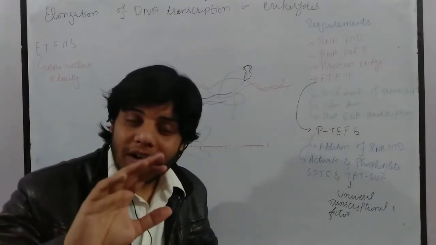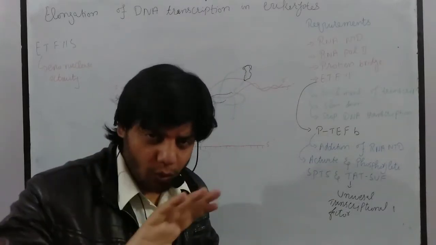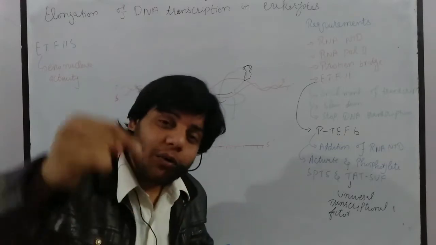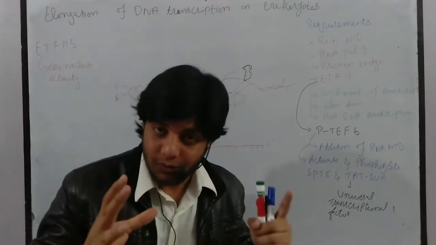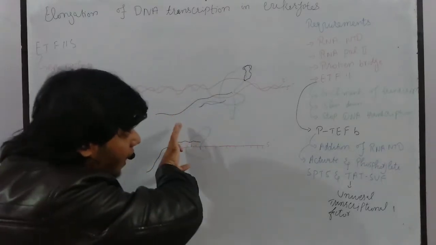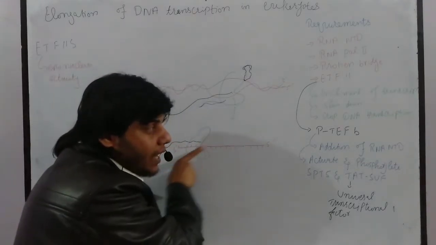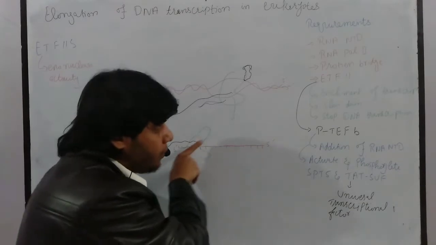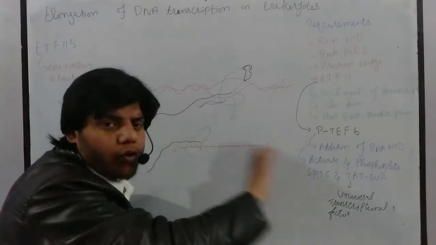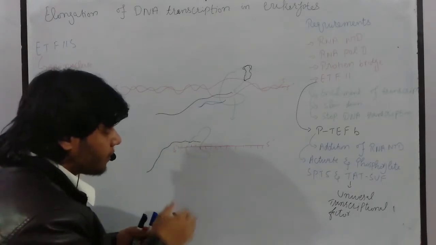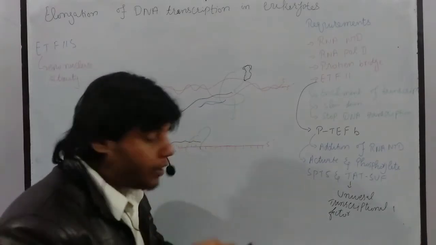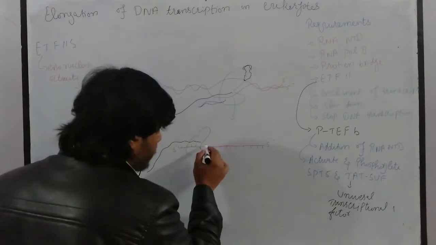So RNA polymerase 2 has no ability to move on its own, but it will move when the transcriptional bubble is formed, when the open complex is formed. After that, the RNA polymerase will move to the left. According to me, it will move in the left direction or the forward direction. Then what happened? Here the protein bridge comes.